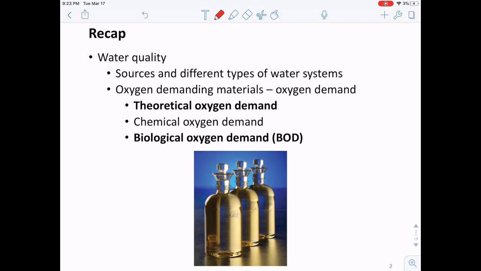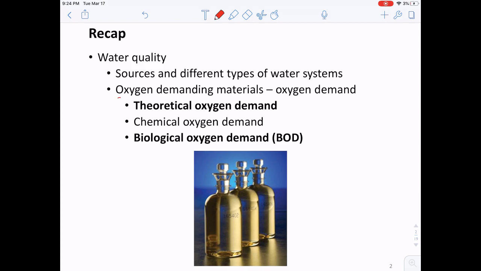So first, regarding water quality, we used the first class to talk about the sources and different types of water systems. There are many types of water pollutants and different types of water systems. Specifically, we're quite interested in river water because a lot of the drinking water is coming from river water.